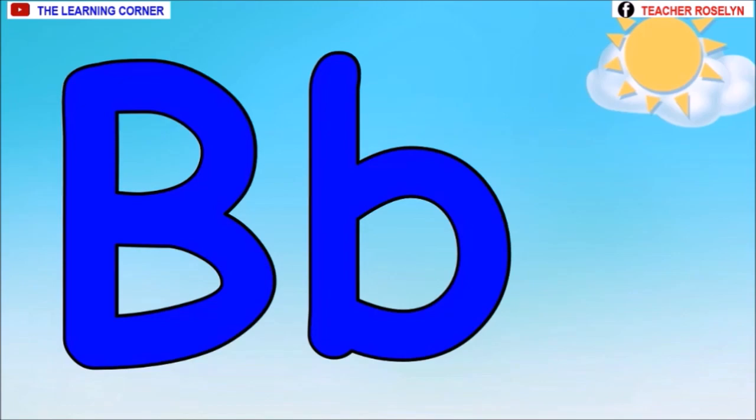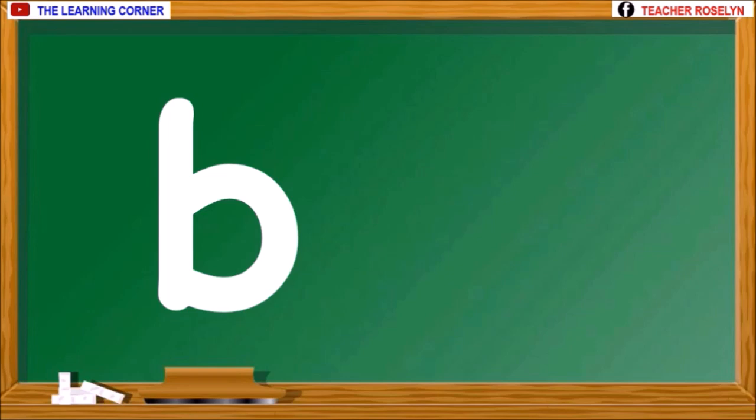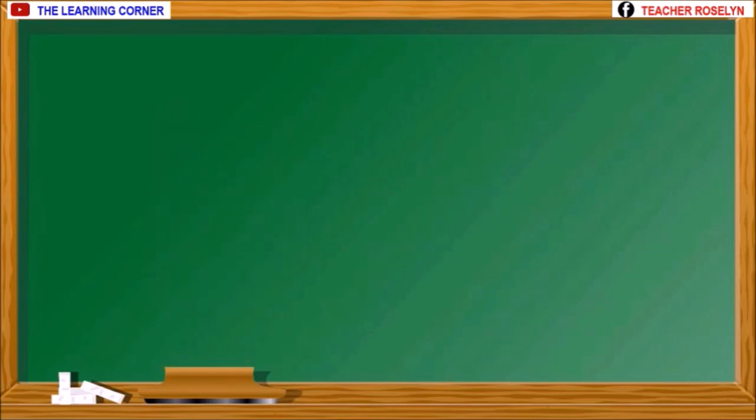Again, B, B. Now, let us combine the sound of letter B with the sound of vowels A, E, I, O, and U. Okay, everyone, repeat after me.